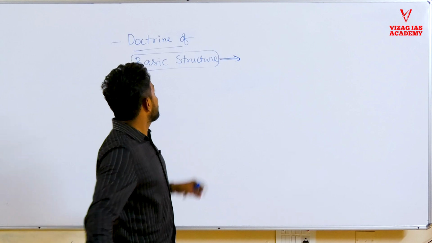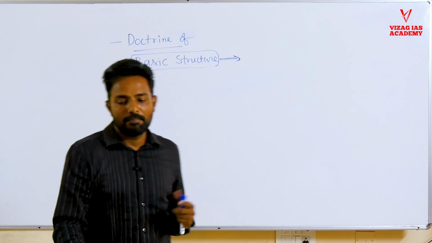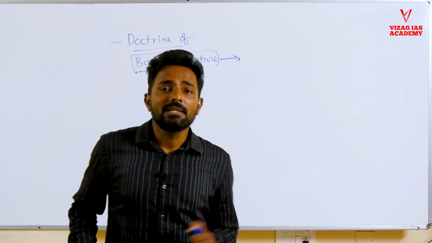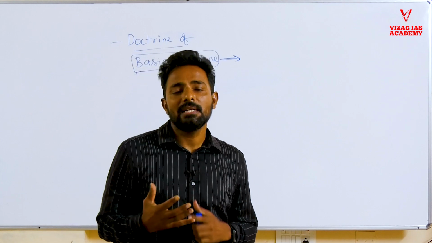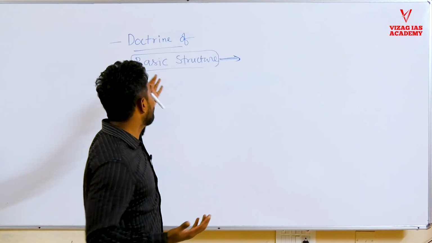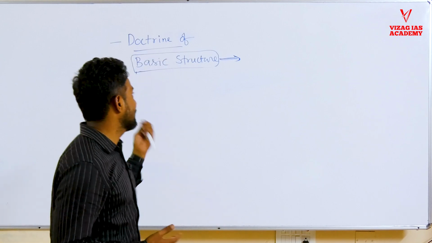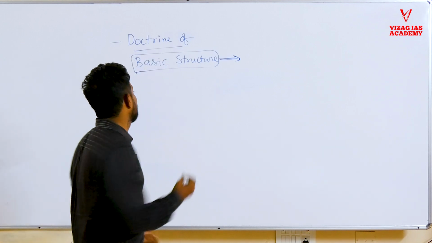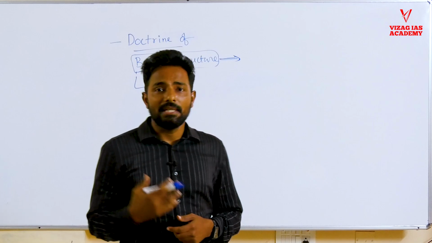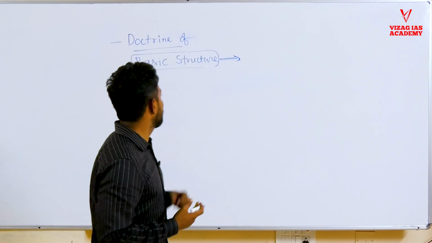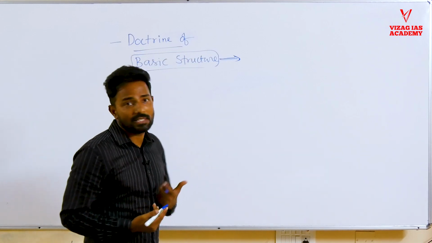This topic of discussion is doctrine of basic structure. In political science, we have so many doctrines. Just like that, one of the most important doctrines is the doctrine of basic structure. We'll see in brief what it is. In the previous class, we discussed what is a constitution and what is constitutionalism. Now we see the basic structure doctrine.